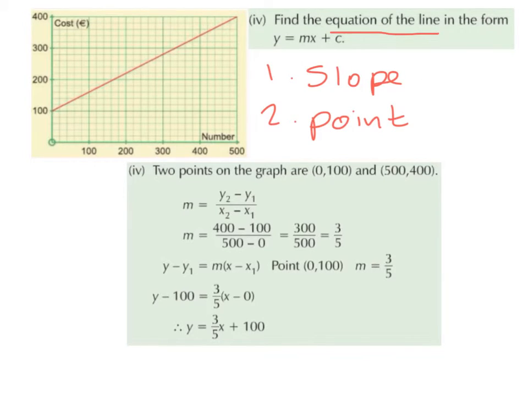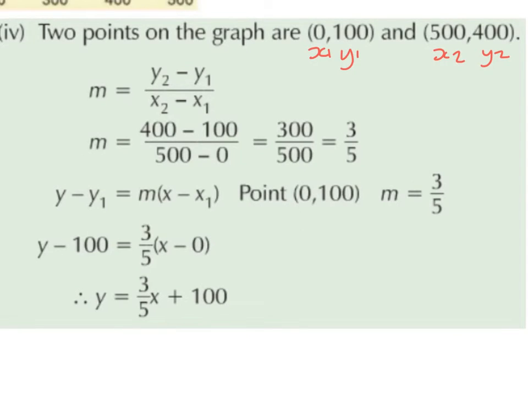So in order to get the slope of a line, we need 2 points on the line. So 2 points on the graph are 0, 100, which is here, and 500, 400, which is here. So what we're going to do is label our coordinates as x1, y1, x2, y2. Then we're going to use our slope formula, which is m equals y2 minus y1 divided by x2 minus x1. This formula is given to us in our formula book on the coordinate geometry page.